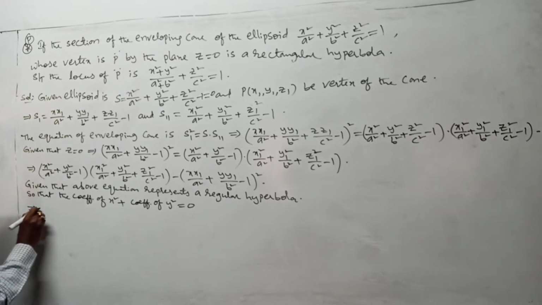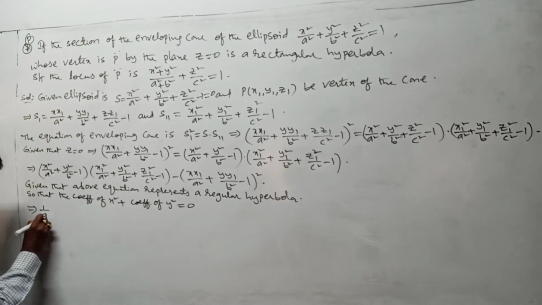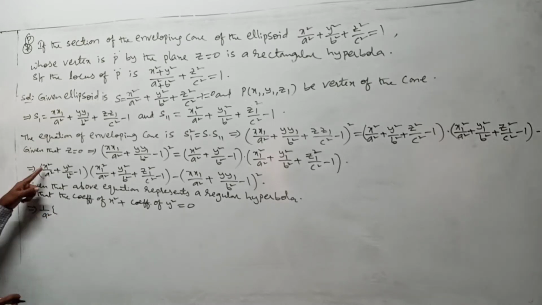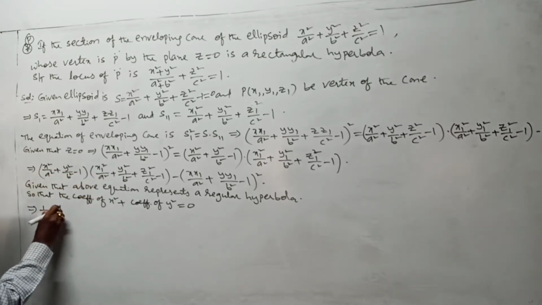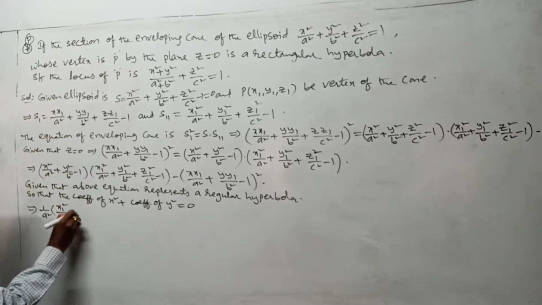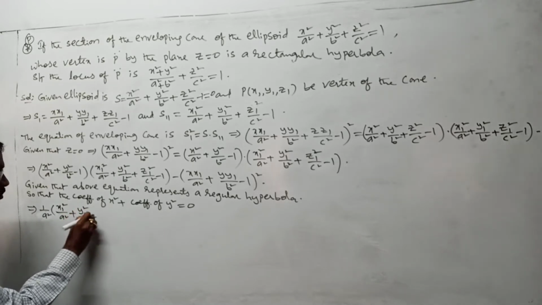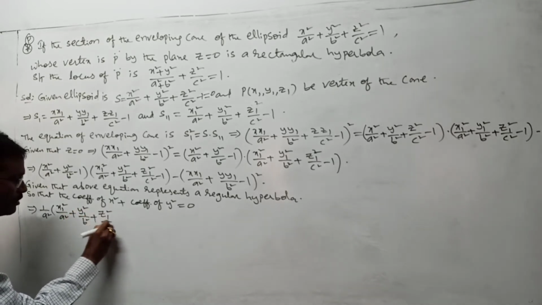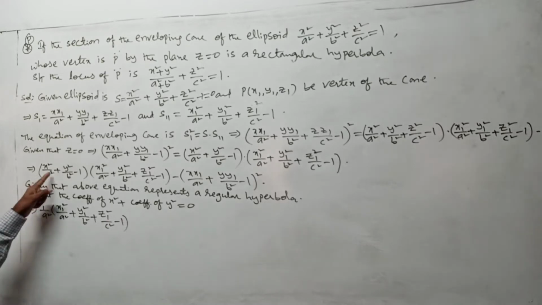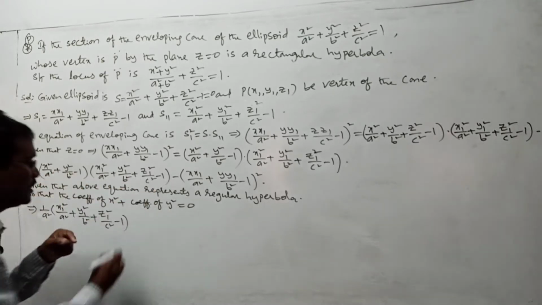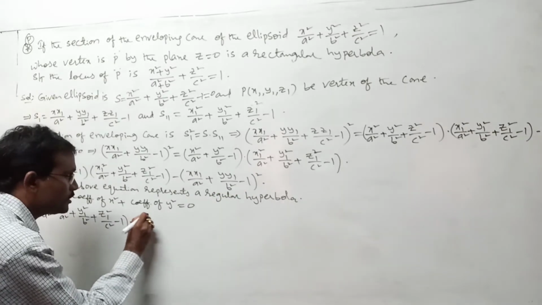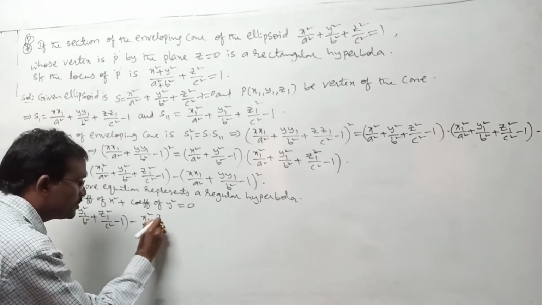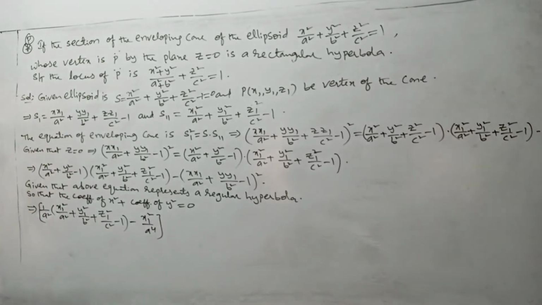That means 1 by a square, like the previous problem. 1 by a square into this total thing, x1 square by a square plus y1 square by b square plus z1 square by c square minus 1, that is the x square coefficient. One more x square coefficient is there, minus this square gives what? The x square coefficient is x1 square by a power 4. This is the complete x square coefficient, right?